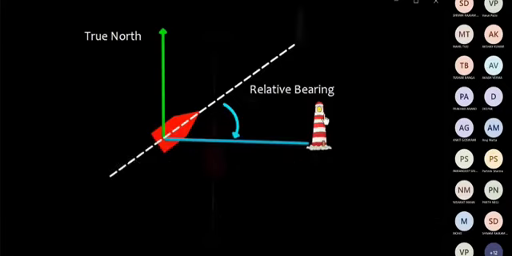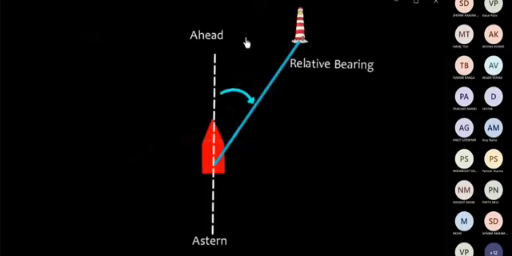Is called a relative bearing. Now let's have a look here. Suppose this is ahead, this is astern, and this is the object. So this angle is the relative bearing. I just changed the configuration.